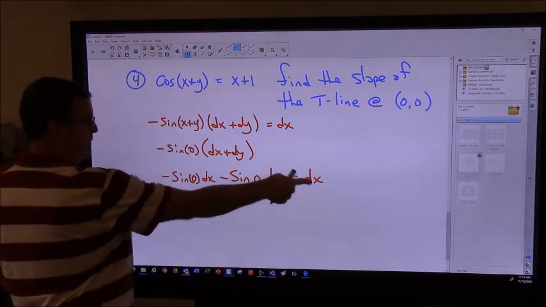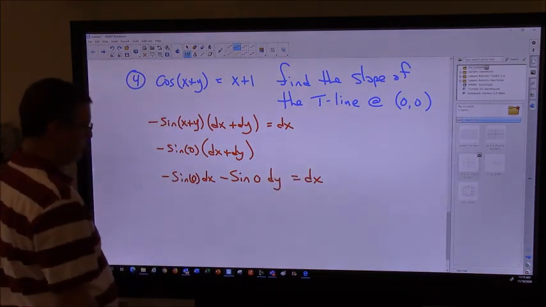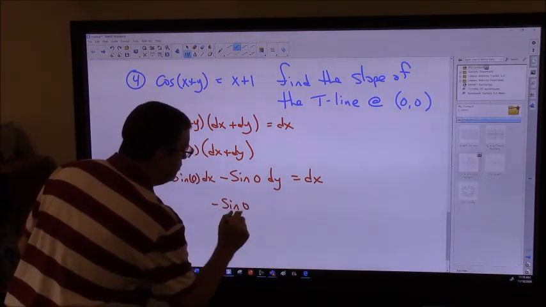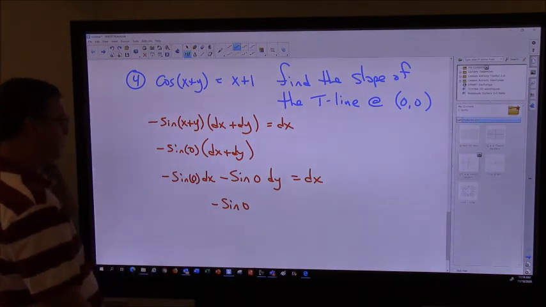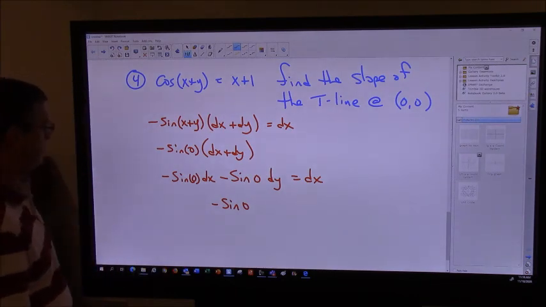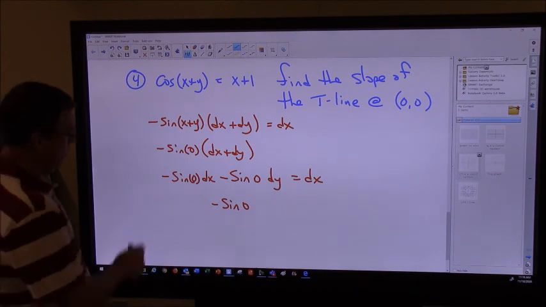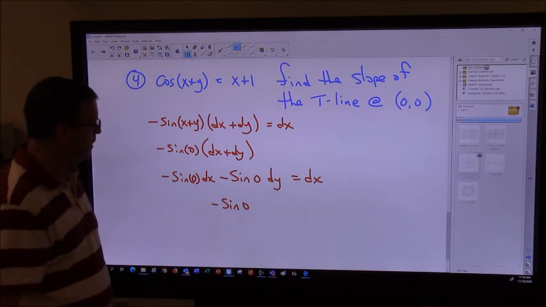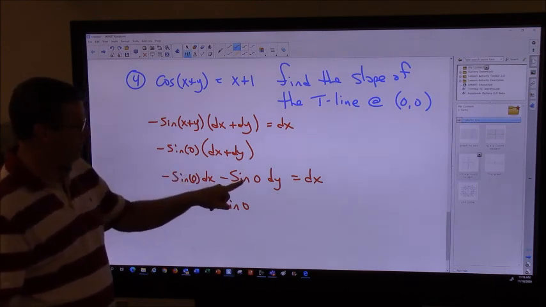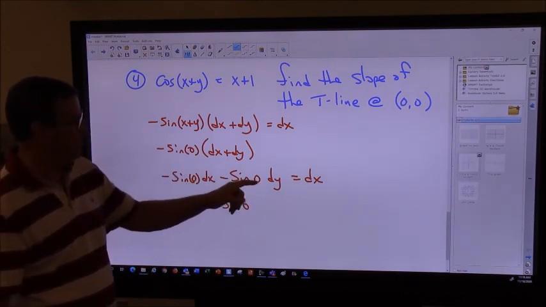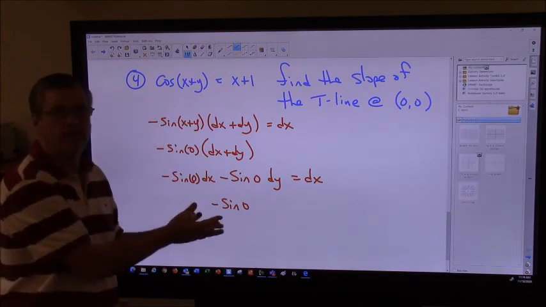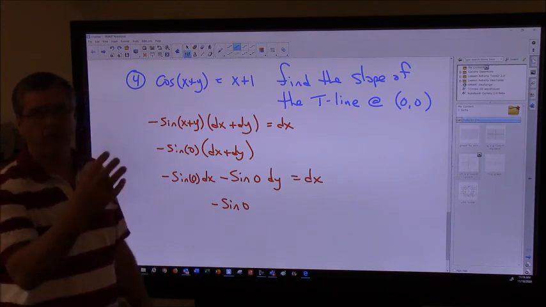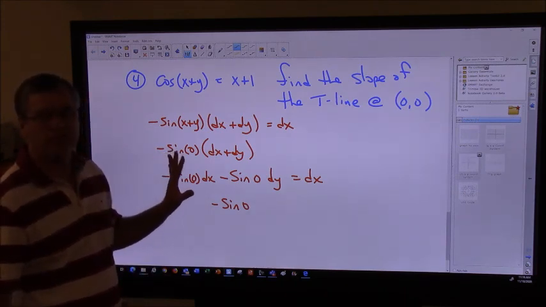And I want to go ahead and put that over on this side. Okay, get all my dx stuff together. So I've got a negative sine of 0. I'm looking at this and I'm going, we know what the sine of 0 is. I could change that to a number. But if I do that, what happens is this dx and this dy basically disappear. And how do you write your slope at that point? You no longer have a dy over dx. So I'm just going to leave it for the moment.